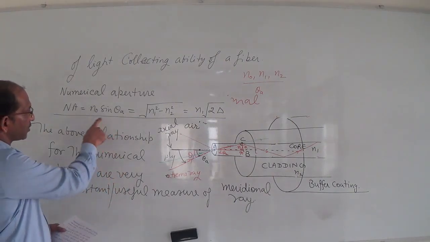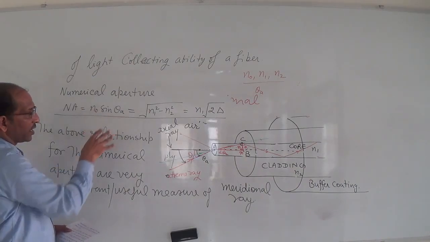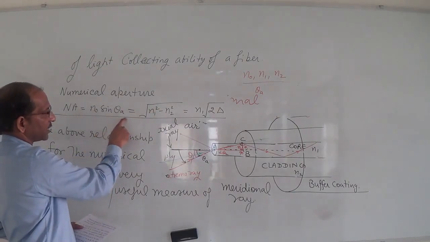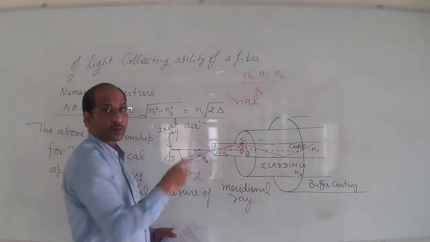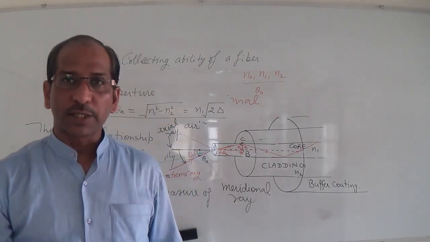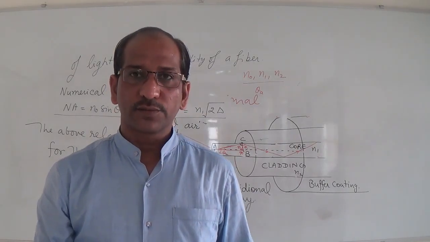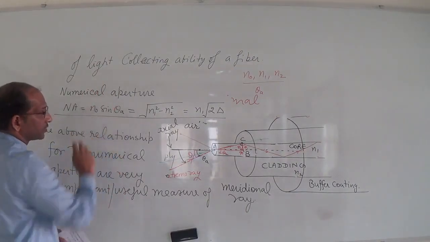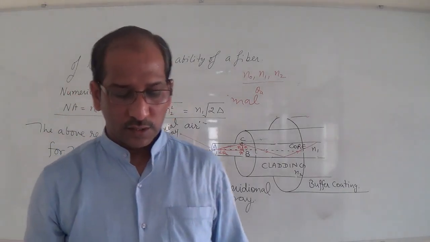So here in this formula, if you see it carefully, the numerical aperture, this relationship n naught sin theta A equals square root of n1 square minus n2 square equals n1 square root 2 delta, is independent of the core diameter and the wavelength of light which we have used. Right, so the numerical aperture is independent of the diameter of the core.